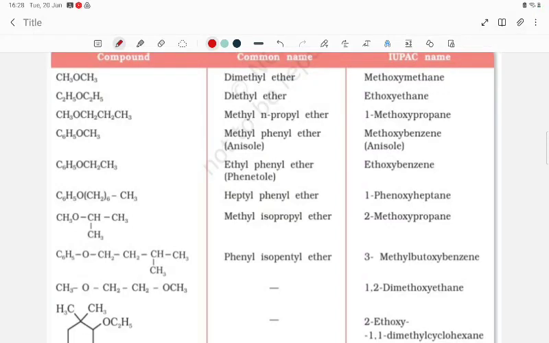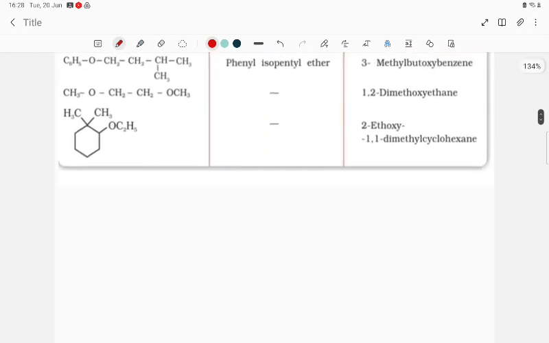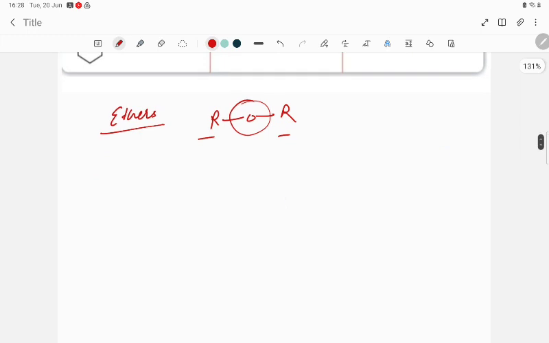Hello student, let's try to know about the IUPAC name of ethers. Ethers have the general form ROR, meaning on both sides of the oxygen there will be an alkyl group. These are the ethers. Now students, let's talk about the common name.